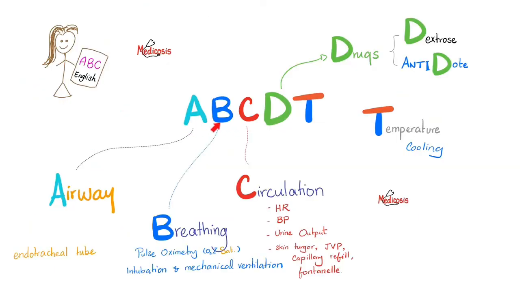The ABCs of emergency medicine: A is airway, B is for breathing, and C is circulation. You can also add a D for drugs and T for temperature.